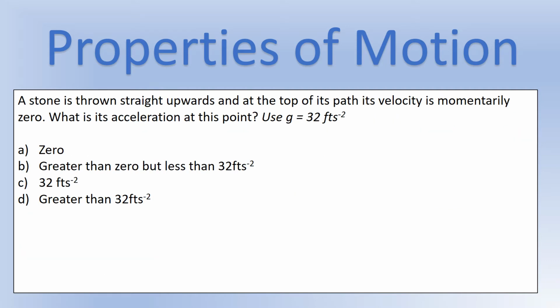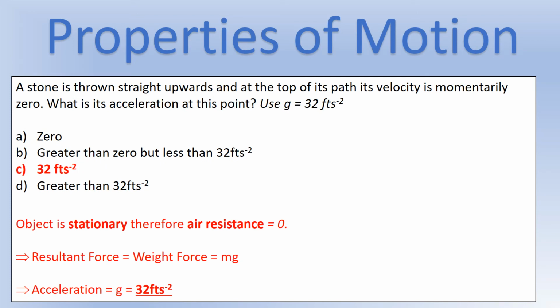Okay, so next one. So a stone is thrown straight upwards, and at the top of its path, its velocity is momentarily 0. What is the acceleration at this point? And we're still using inches, feet, and miles and stuff. So g in this system has a value of 32 feet per second squared, but it doesn't change how you think about this question. So try and not fuss about that too much. So pause it now and have a crack at this question.